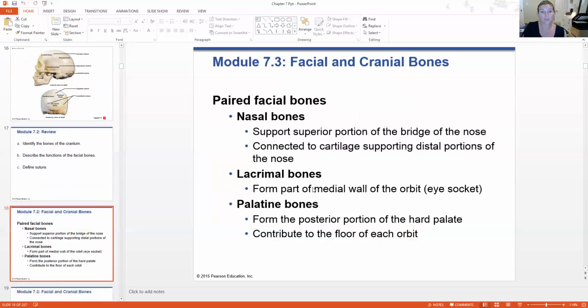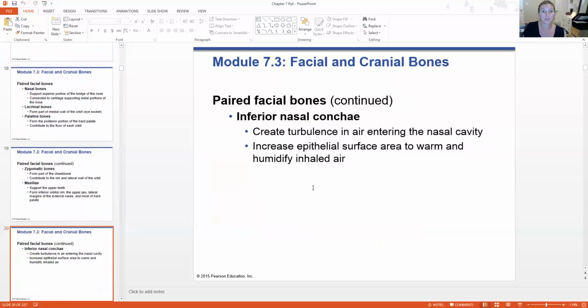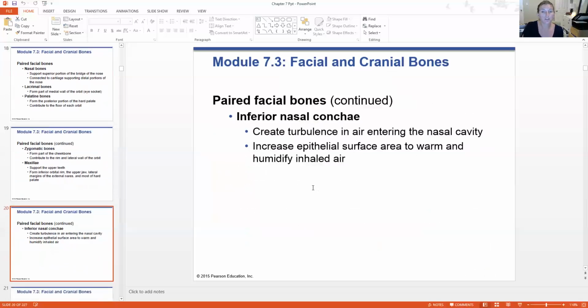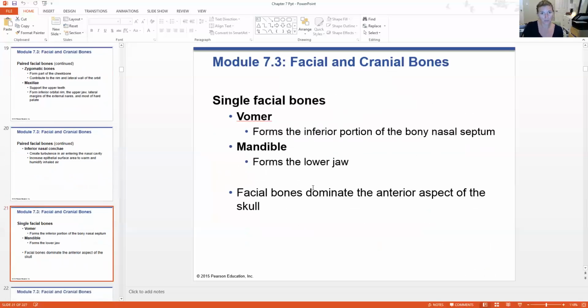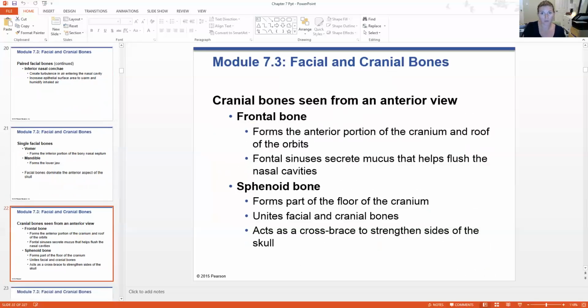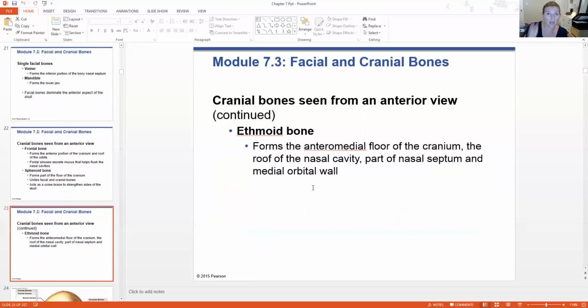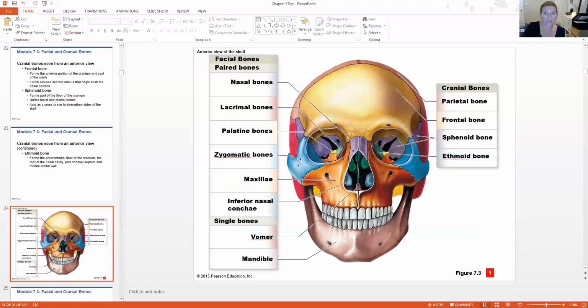The facial bones include the nasal bones, the lacrimal bones, the palatine bones, the zygomatic, and the maxillae, as well as the inferior nasal concha. The vomer and the mandible just come as singular bones. They're not paired. And our cranial bones from an anterior view include the frontal bone and the sphenoid bone, which you can see just a little bit of, on the sides here. You can also see a little bit of the ethmoid bone, kind of on the roof of the nasal cavity.